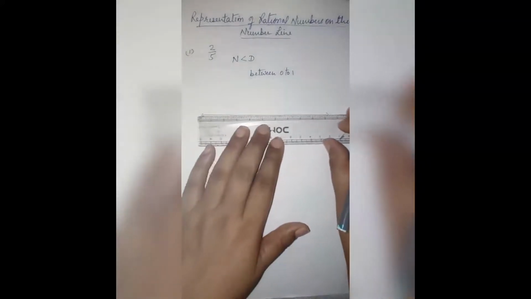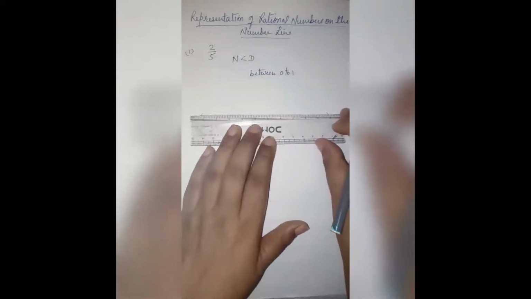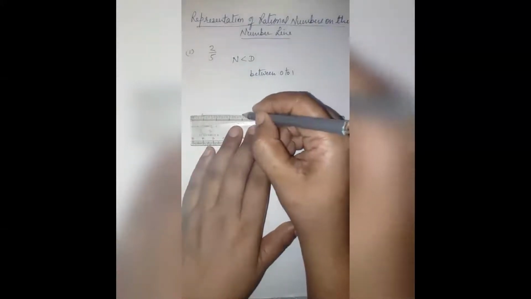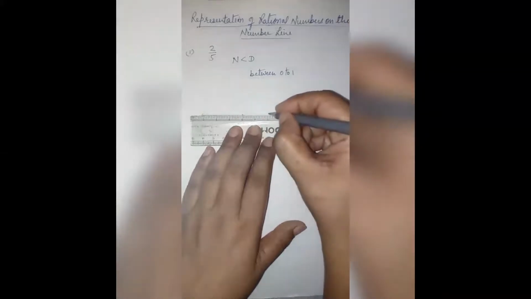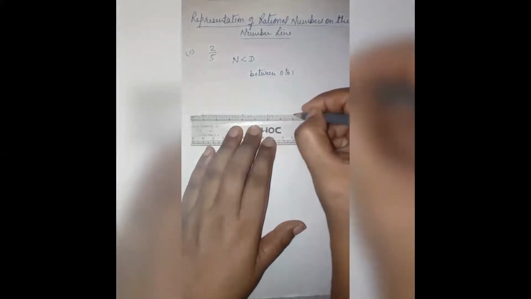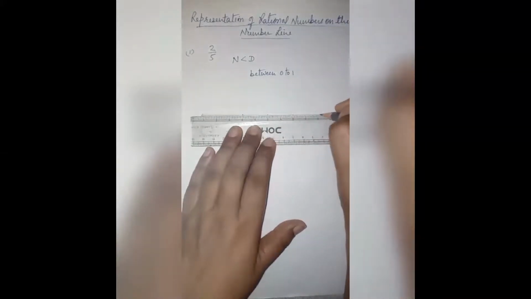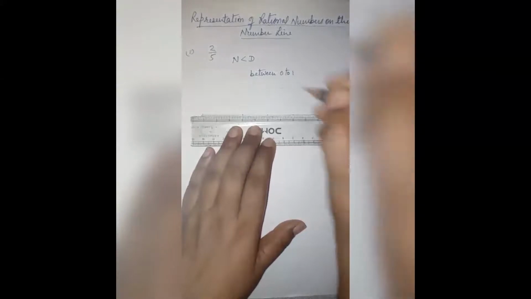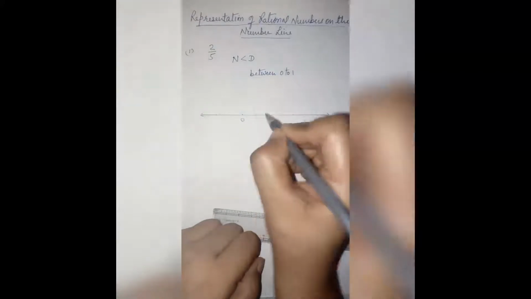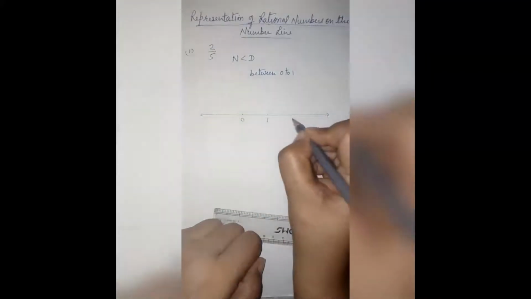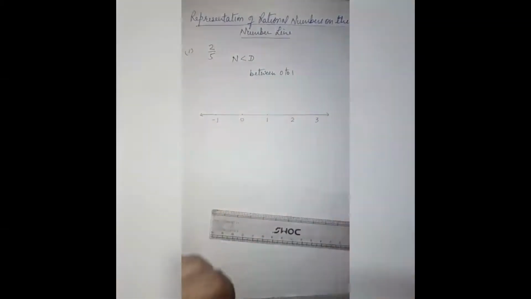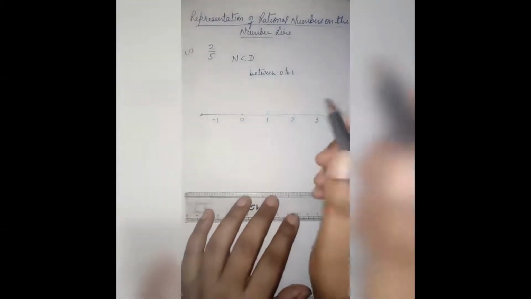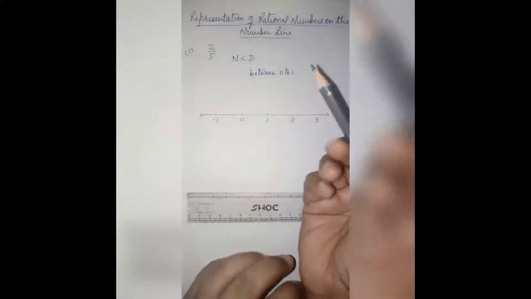Then you will take equal gaps between the numbers. So here I am taking 0, then this is 1, this is 2, and this is 3. Here I am taking minus 1. So this is 0, this is 1, this is 2, this is 3, and this is minus 1. Okay. Afterwards, what will you do?